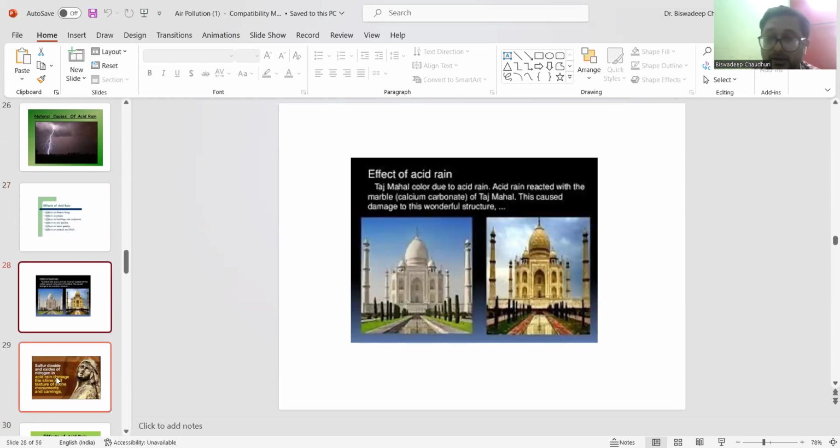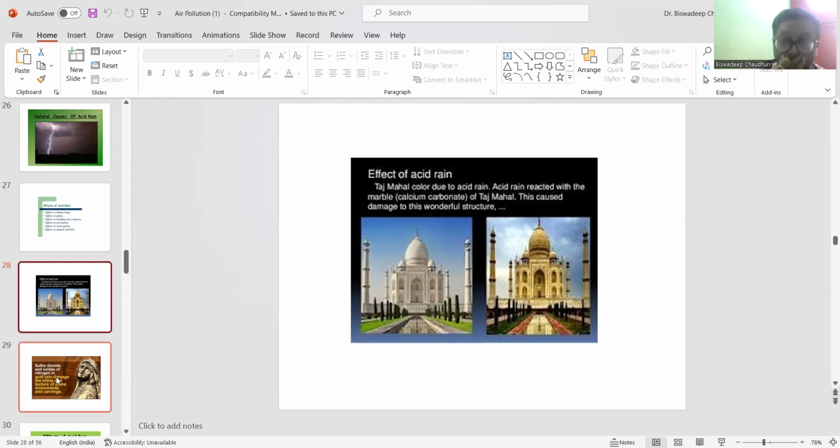Now, effects of acid rain: you can look at the example of the Taj Mahal. Due to the presence of acid, the Taj Mahal, which is made up of stone that is basically calcium carbonate, CaCO3, chemical formula. We should know some chemical formulas as well. So this calcium carbonate may get degraded or may fade its actual color in the presence of acid in rain.